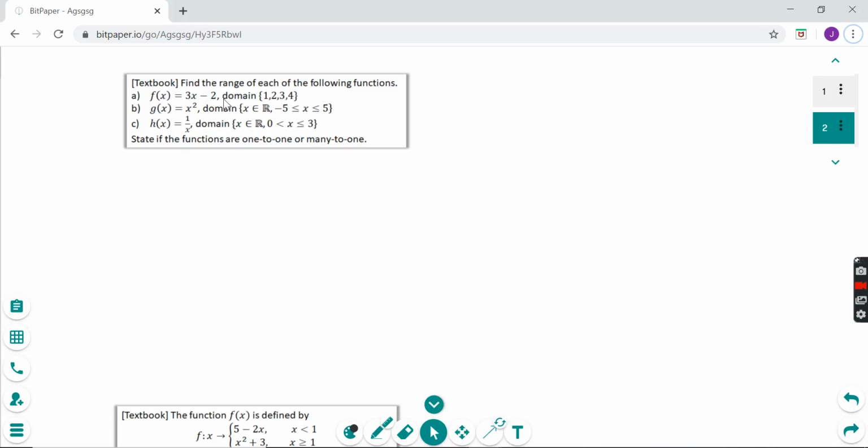More cases of domain and range. Here we've got some functions, f of x, g of x, h of x. We're told that it's a function already, and we're given a specific domain. So these are not exactly the same as before. The first one, we're going to draw 3x minus 2, but you're only allowed to use the x values of 1, 2, 3, and 4.